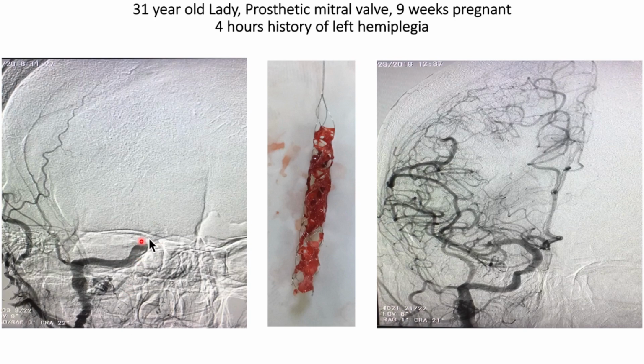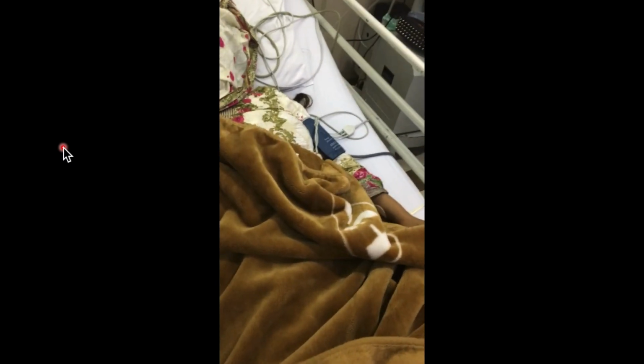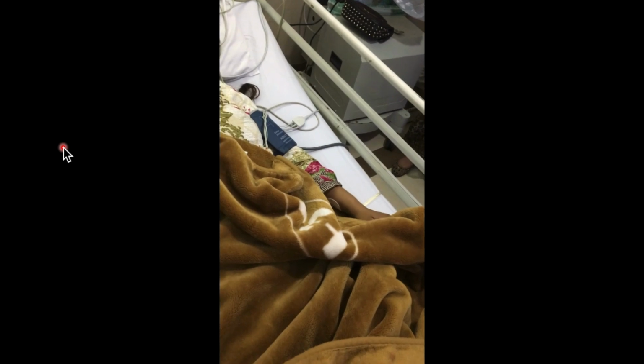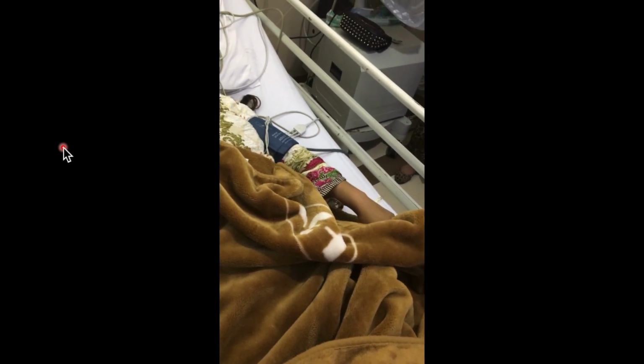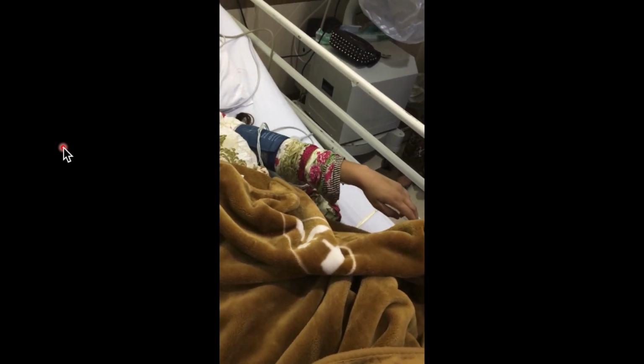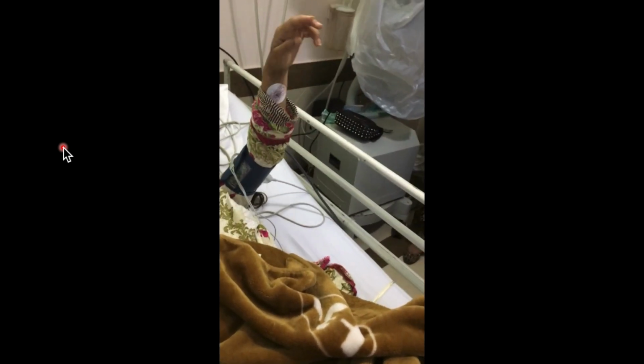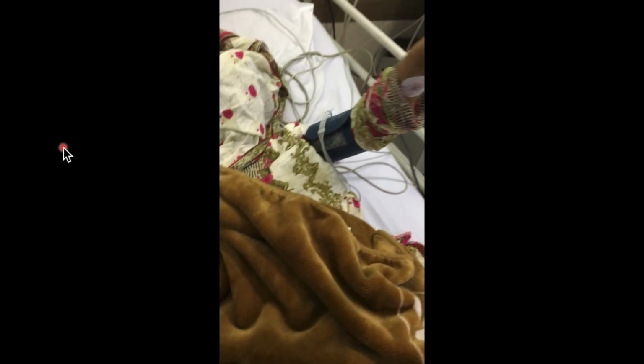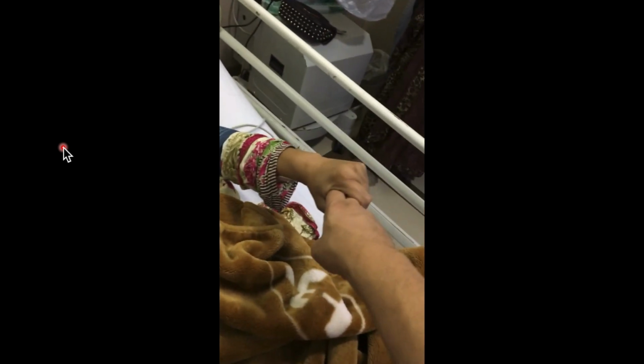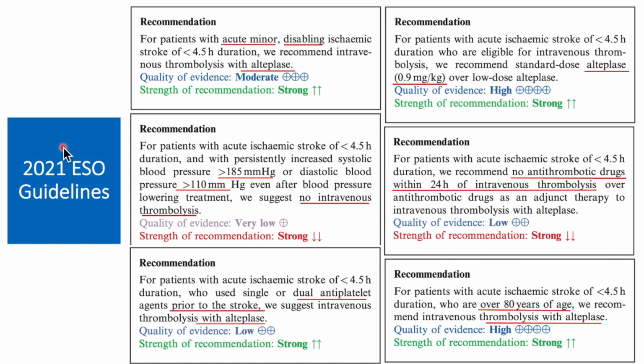So there you can see that the ICA is blocked, and that's the stent retriever that came out with this material. Everything opened up, and this is, I think, immediately a little while after the thrombectomy, and you can see that she can move both the limbs, upper and lower. So this intervention really gives you miraculous results, provided the patient comes in time and you're able to help her out.